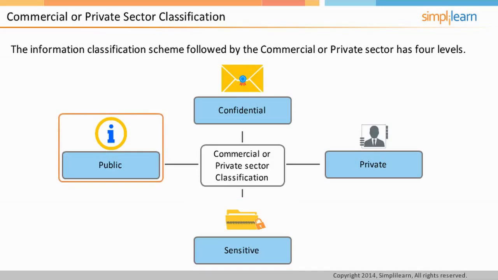The lowest level is public. This is similar to unclassified information. All of a company's information that does not fit into any of the other categories can be considered public. While its unauthorized disclosure may be against policy, it is not expected to affect the organization, its employees, or its customers, neither seriously nor adversely.